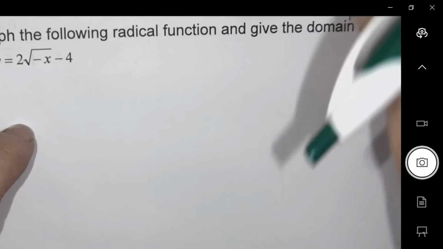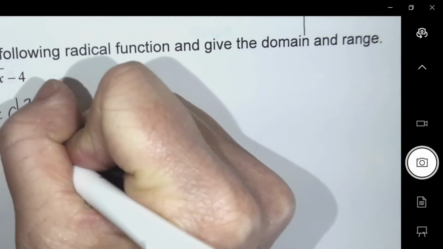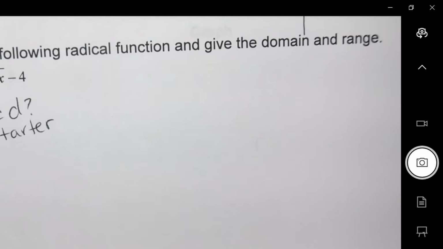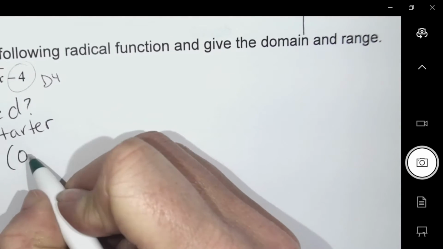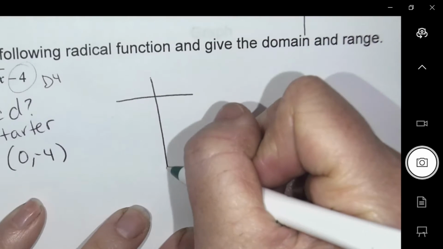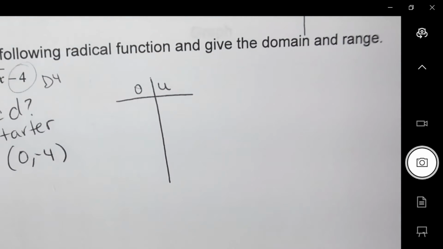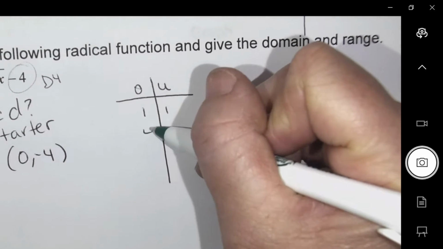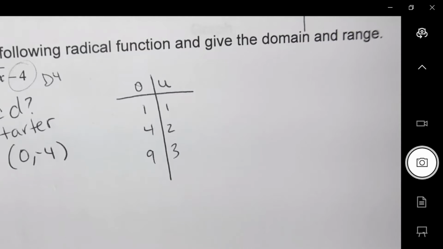Okay, graphing a radical. Okay, what do I have for C's and D's? I have that. That is a down 4. That's it for the starter, down 4. And the over-up pattern, 1, 1, 4, 2, 9, 3. In other words, that's an X and that's a Y, because an over is an X.